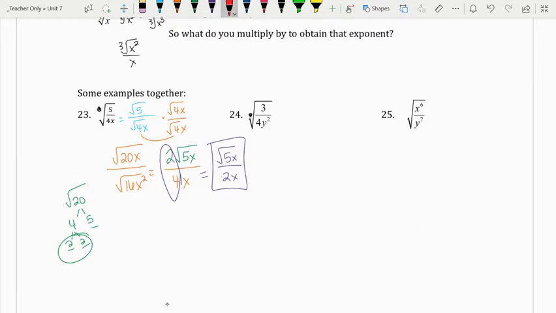So the next one, we're going to start the same way. Square root of 3, square root of 4y squared. Now, maybe you noticed it on the last one, but technically what we could do is take the root right now, right? I know the square root of 4 is 2, and I know the square root of y squared is y. So we actually didn't have to do much work here because it's out of the denominator now.